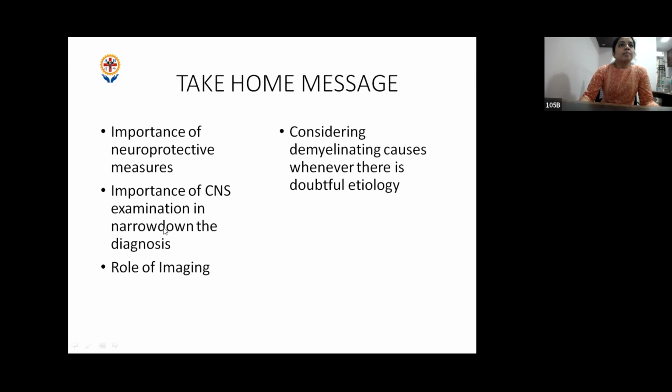And the importance of CNS examination in narrowing down the diagnosis. Proper clinical examination will always help to narrow down the diagnosis and also help to cut down unnecessary investigations. Whenever it is indicated, always go for imaging once the child is stabilized. Even if the child is on a ventilator, you can go for imaging. If the child is hemodynamically stable and there are no ICP spikes, definitely go for imaging as early as possible. And whenever there is a doubtful etiology and infection is not clinching your diagnosis, consider demyelinating causes whenever there is a doubt.